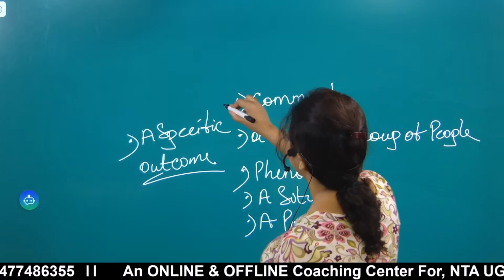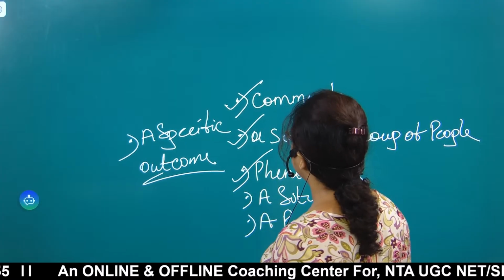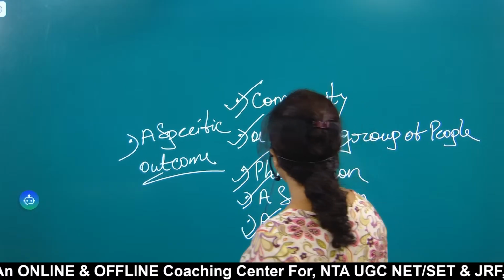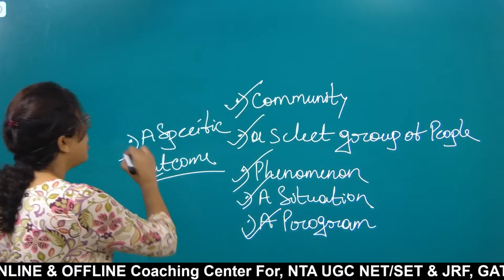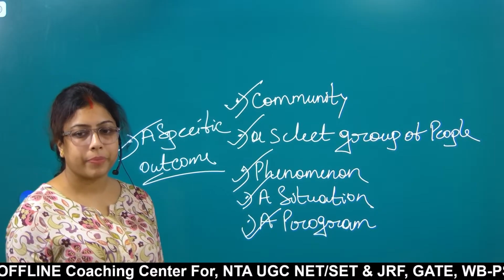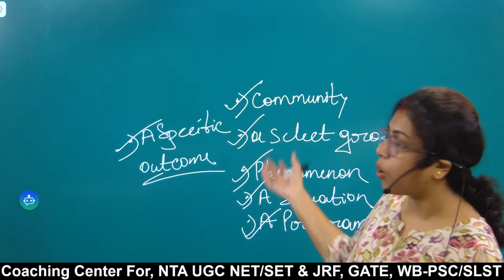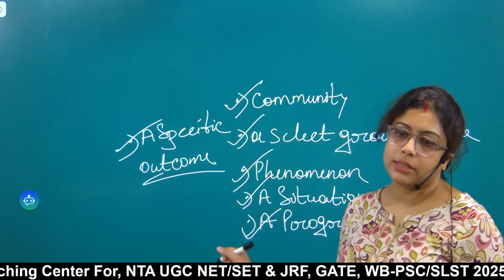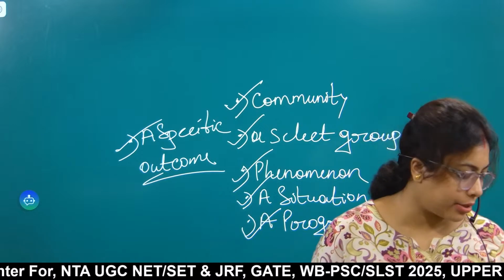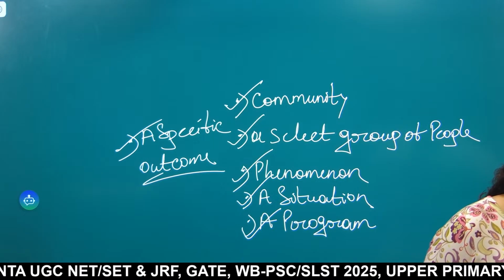It is descriptional about a community, about a select group of people, about a phenomena, about a solution, a program, a situation, a program, and a specific outcome. Right? It describes this phenomena. Okay. Descriptive research is about description of these things. Right. Next, exploratory research.